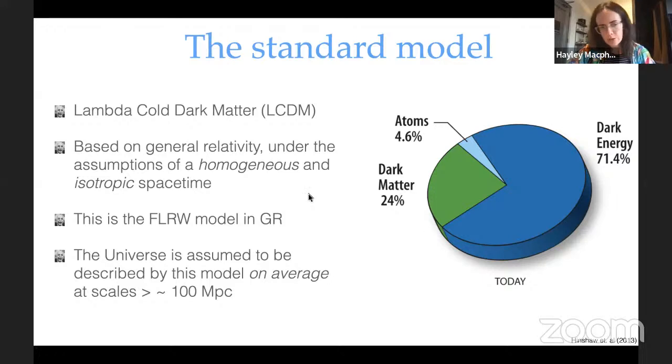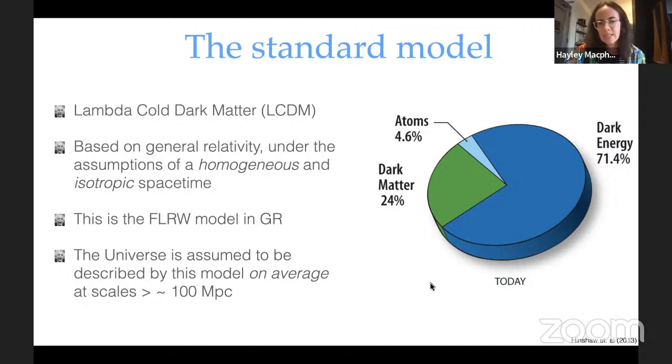And this model is based on Einstein's general relativity, specifically under the assumptions of a homogeneous and isotropic spacetime. And this gives rise to the FLRW, Friedmann-Lemaitre, Robertson-Walker class of models in general relativity. And specifically, the way that we use this model is it's typically used as a zeroth order or a kind of average description for the universe on large scales. And this is motivated by the observation that the galaxy distribution transitions to being statistically homogeneous on about 100 megaparsec scales or so.